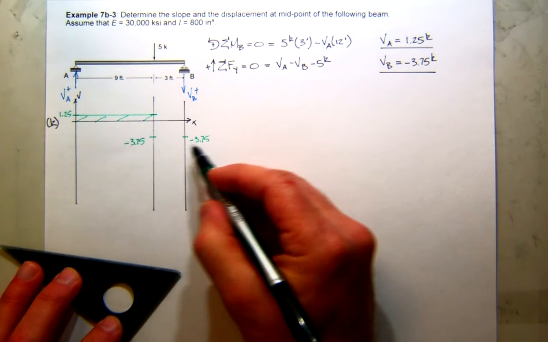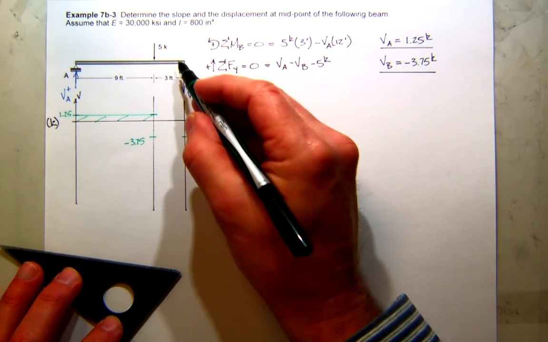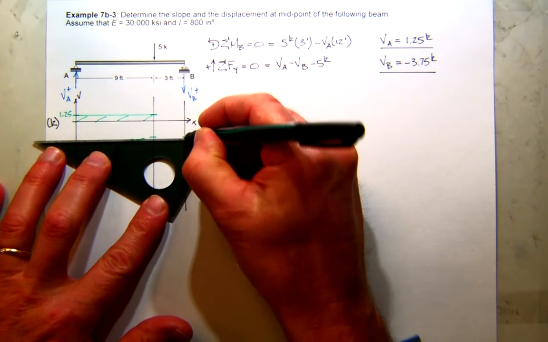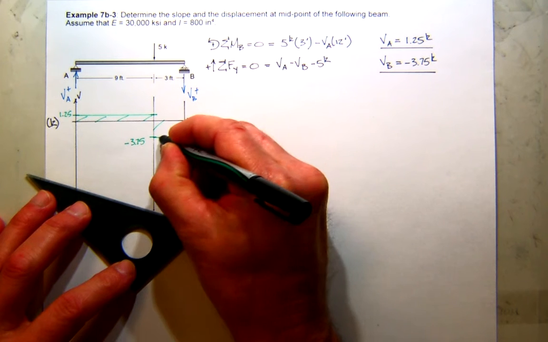And we know the slope of the curve is equal to the value of the load. The load is 0 everywhere, so 0 slope. And there's your shear diagram.